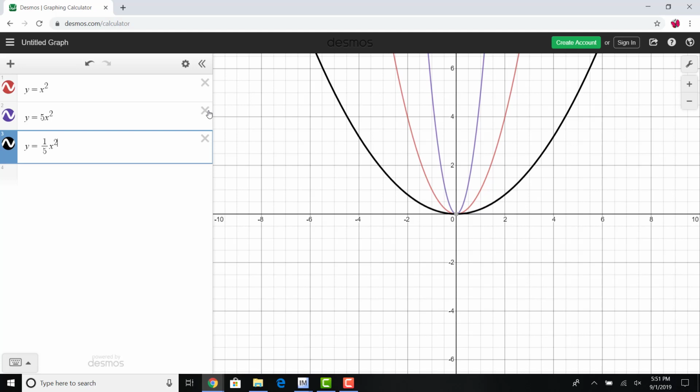Okay, so we now know that if we have something added or subtracted onto our x, it moves my graph either left or right.